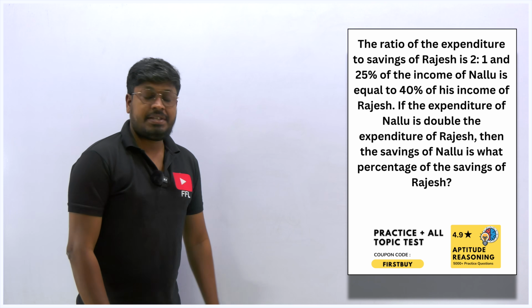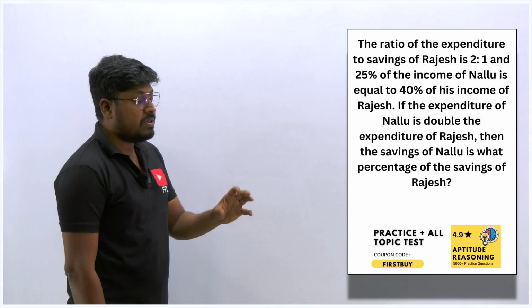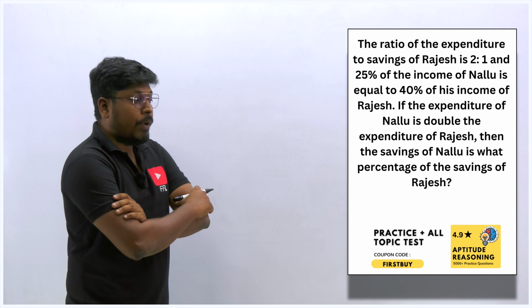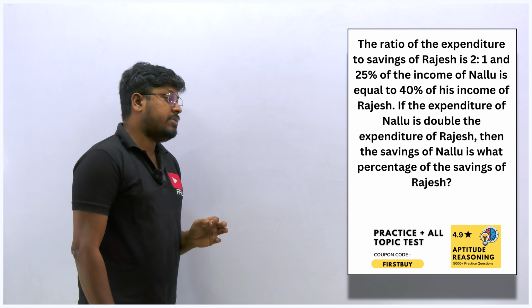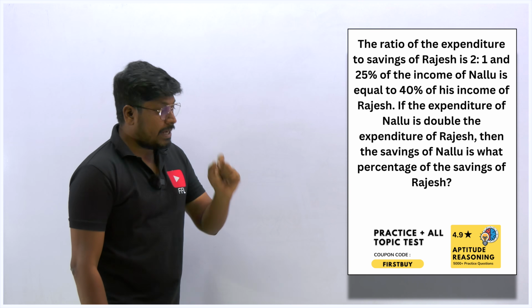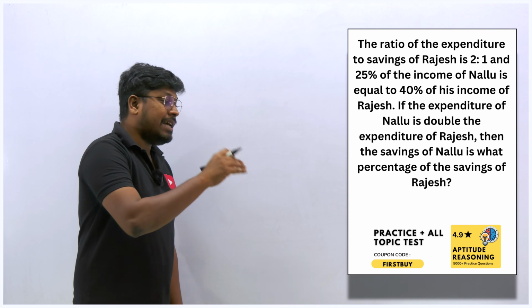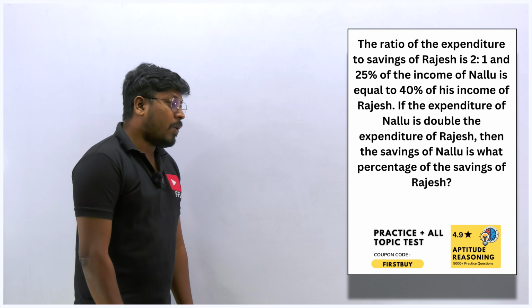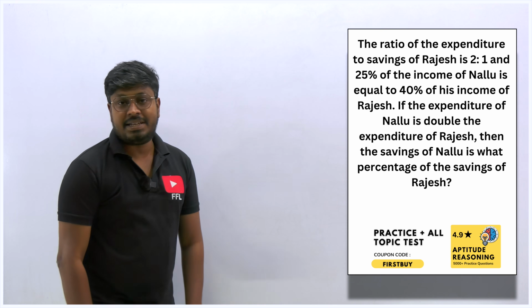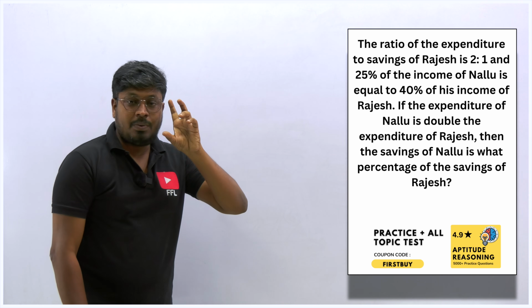Third question. The ratio of expenditure to savings of Rajesh is 2:1, and 25% of income of Nallu is equal to 40% of income of Rajesh. If the expenditure of Nallu is double the expenditure of Rajesh, then the savings of Nallu is what percentage of the savings of Rajesh? So friends, after reading this question, I can understand one simple concept.